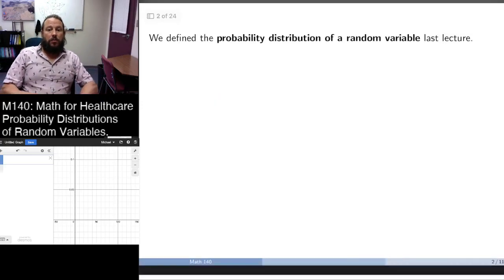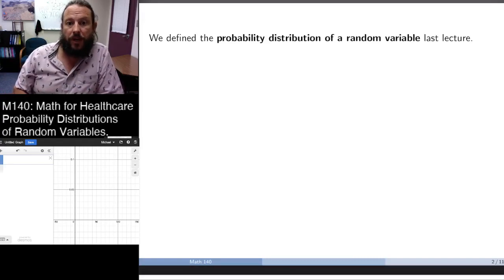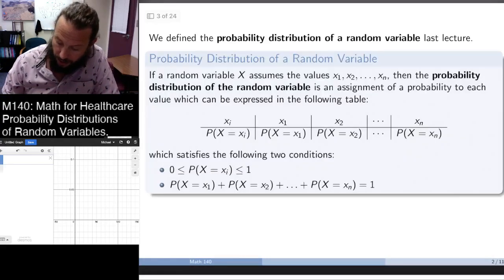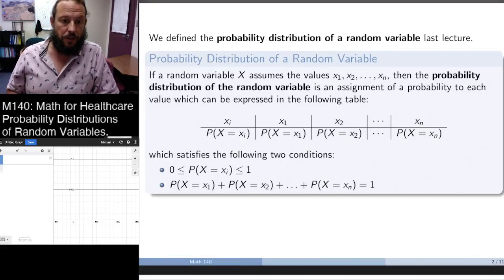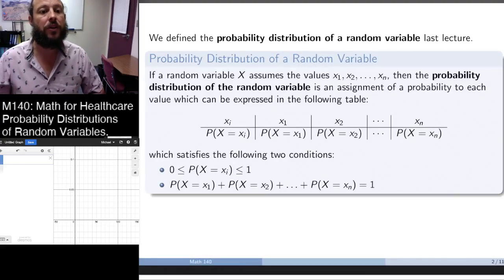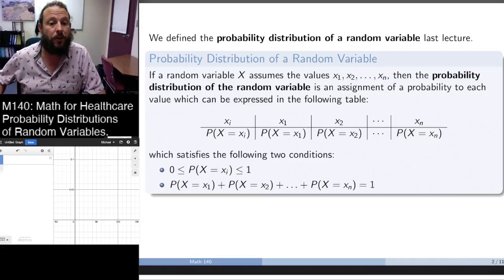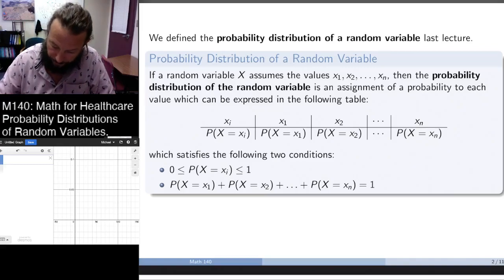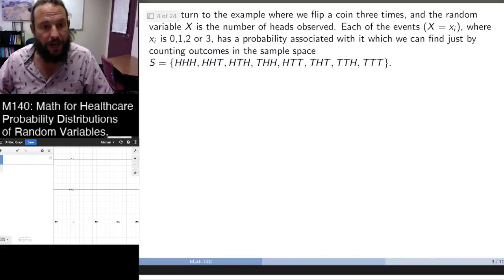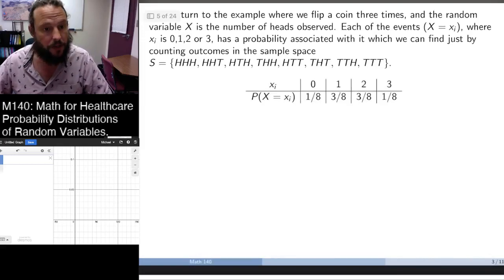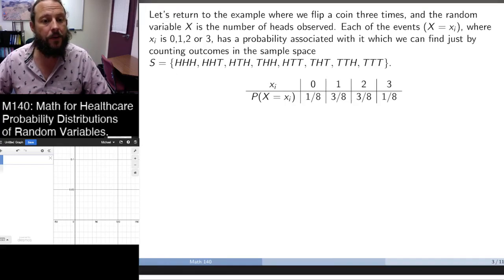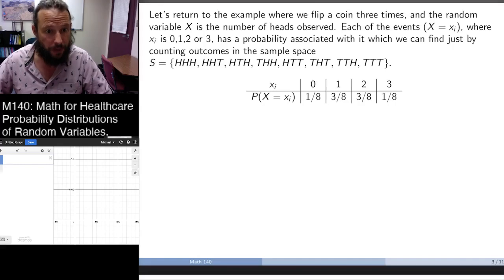Okay, so remember that we defined the probability distribution of a random variable in the last lecture, and it looks something like this. This is a chart here, and it just tells us the probability for each value in the range of a random variable x. And we'll turn back to our example where we're tossing 3 coins, and there's our probability distribution. Now, how do we find the long-term average or the expected value?